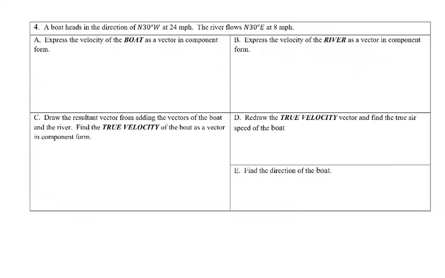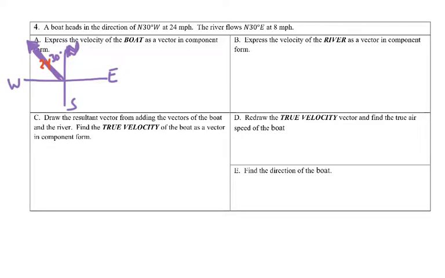I know the story problems are tough, so I have one other one. We'll do the one with the boat. The boat is N30 west at 24 miles per hour. So what do we never eat? Never eat soggy waffles. N30 west. So you're starting out north, but you're going 30 degrees towards the west, and the magnitude is 24. That's the length.